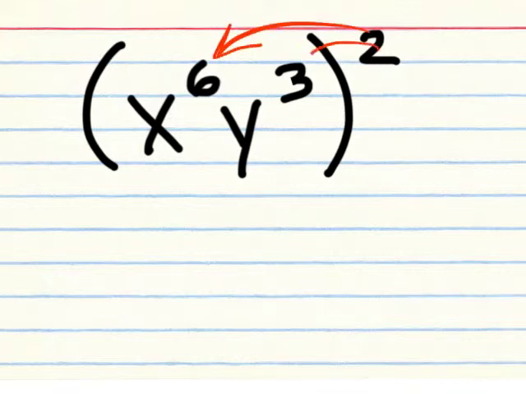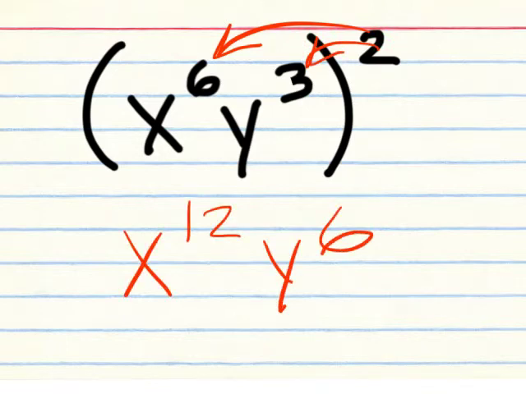The solution for the practice problem: distribute the 2 from the outside to the inside to get x to the 12th, y to the sixth.